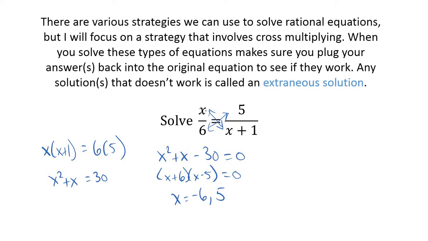So negative 6. Negative 6 over 6 would be negative 1. If I put a negative 6 in here, I get negative 6 plus 5. That'd be negative 5. 5 over negative 5. Hey, that's negative 1. That would be true. What if we put 5 in here? So 5 over 6 would be 5/6. 5 over 5 plus 1 would be 5 over 6. So it looks like both of those work. Both would be valid in this situation.